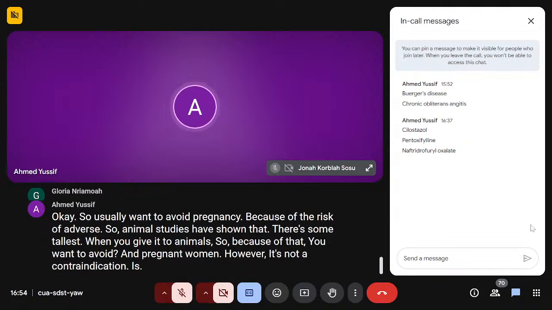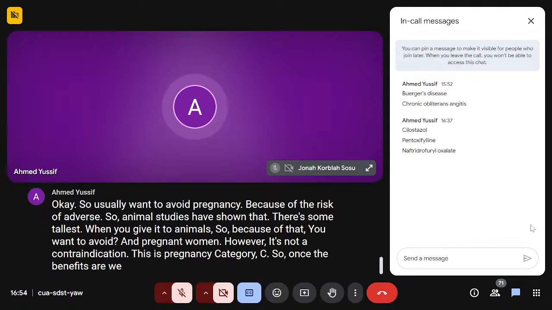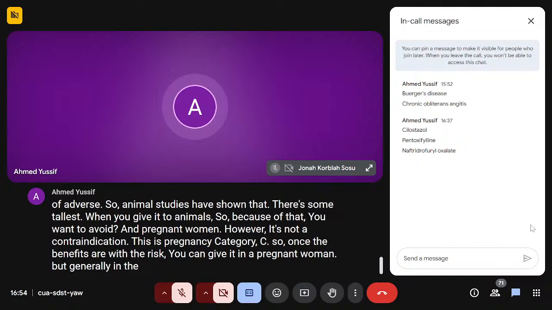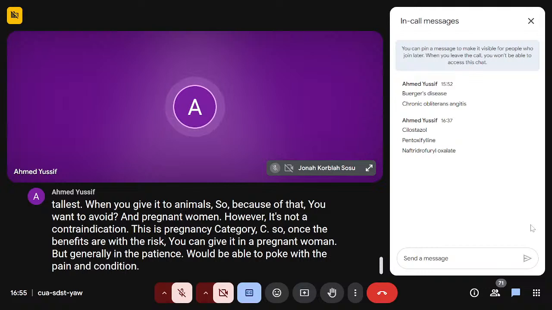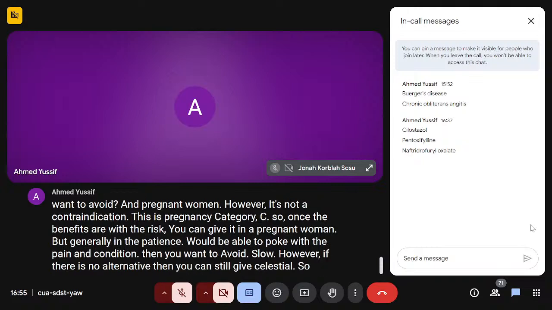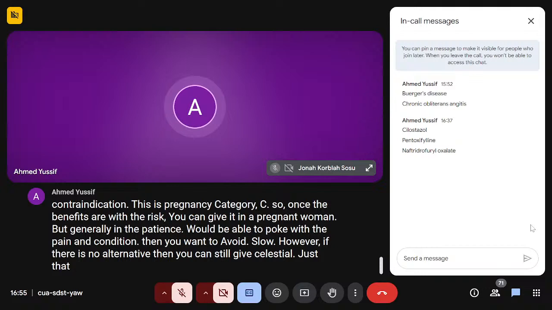It's pregnancy category C. So once the benefits outweigh the risk, you can give it in a pregnant woman. But generally, if the patient would be able to cope with the pain or the condition, then you want to avoid cilostazol. However, if there is no alternative, then you can still give cilostazol. Just that you will have to monitor for the risk associated with it.